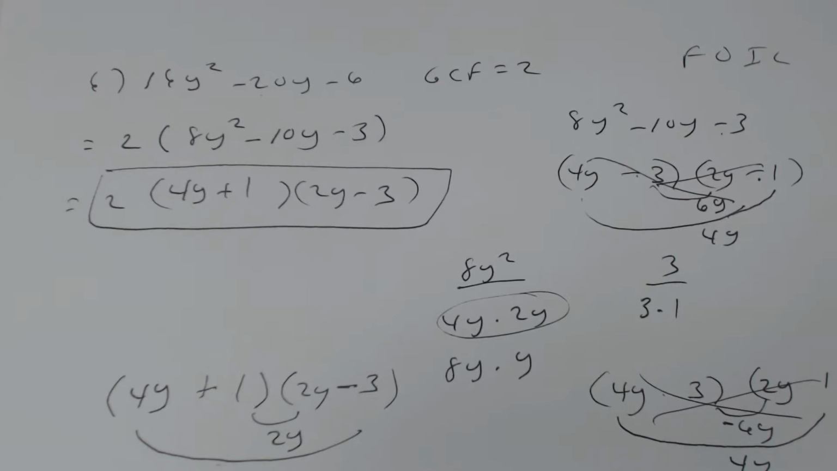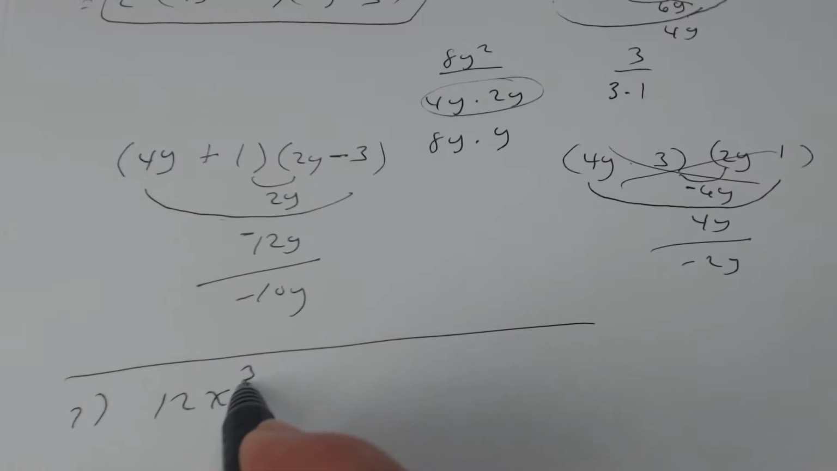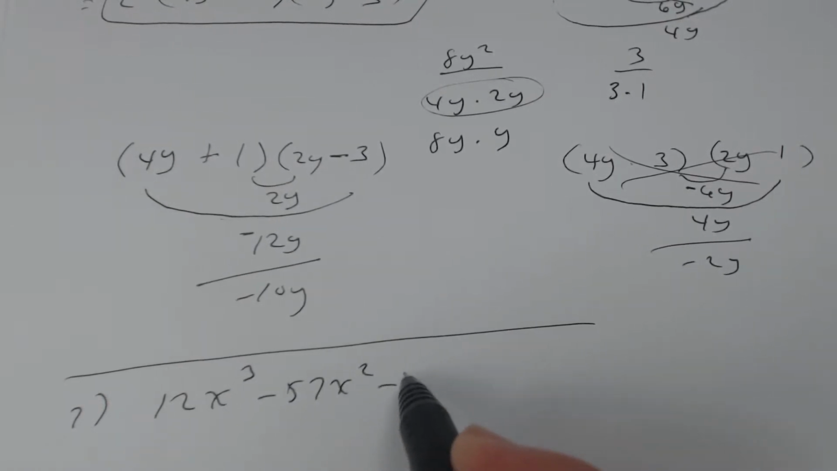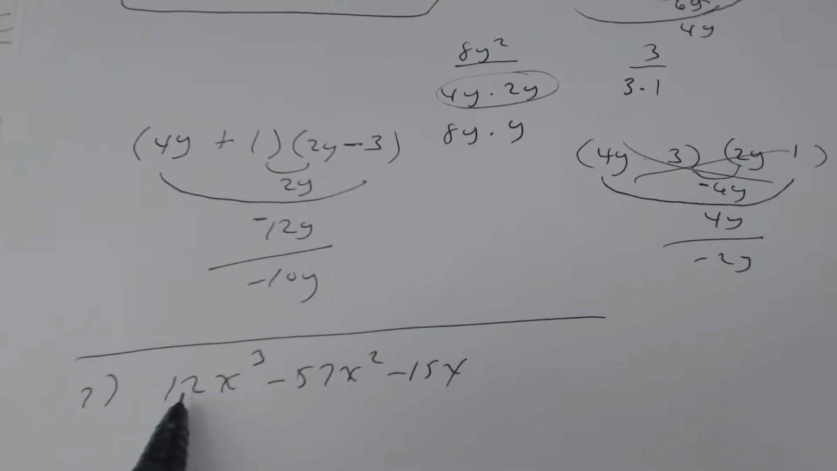All right, let's look at number 7. Number 7, you have 12x cubed minus 57x squared minus 15x. Now you may need a calculator to help you with this, but if you look at the 12, the 57, and the 15, remember this is even, odd, so don't use 6, because 6 is divisible by 2, so these would have to be divisible by 2. Let's see if 3 will go into all of these and see if 3 is a GCF.